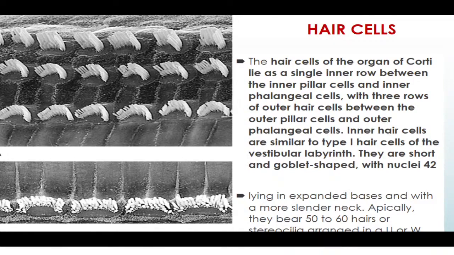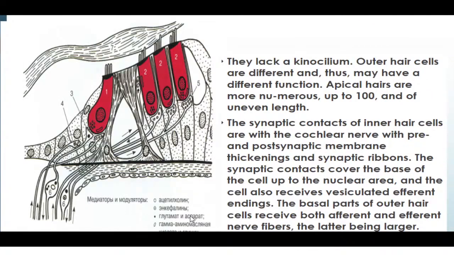Inner haired cells are similar to type 1 haired cells of the vestibular labyrinth. They are short and goblet-shaped, with a nucleus lying at the base and a more slender neck. Typically, they contain 50 or 60 hairs, stereocilia. A very good thing here, these are the stereocilia. This is outer, and this is inner. So inner is more random. We have seen here inner and outer.